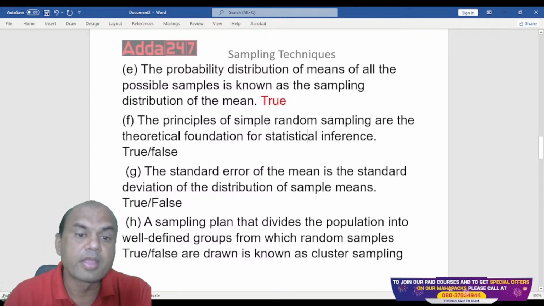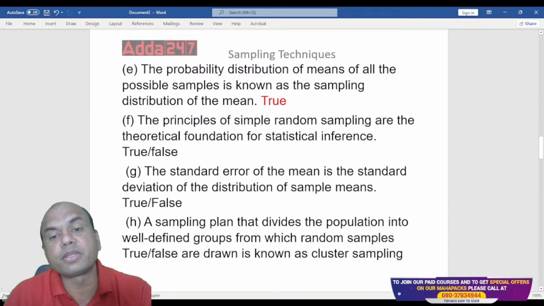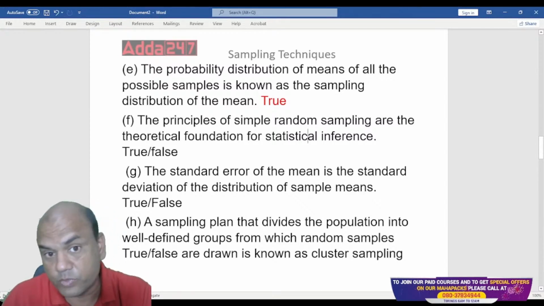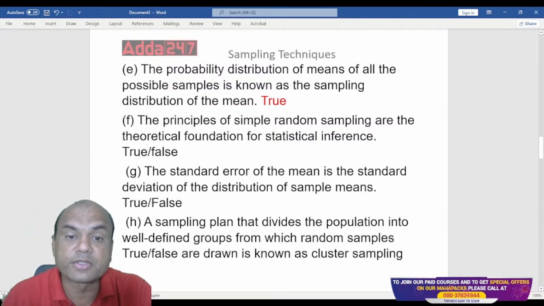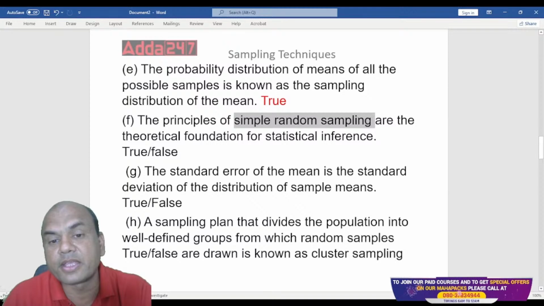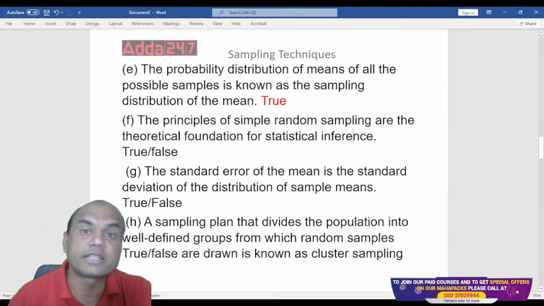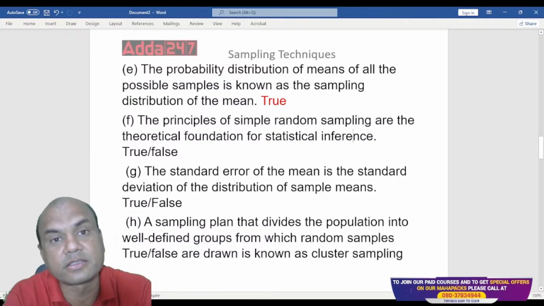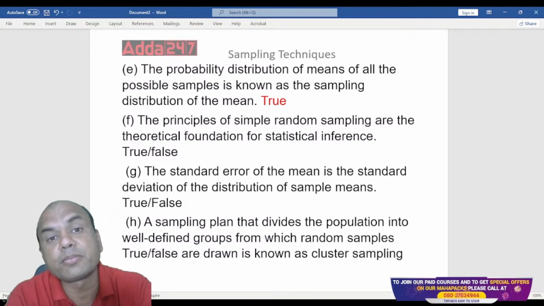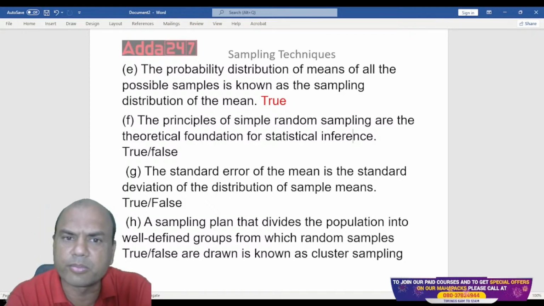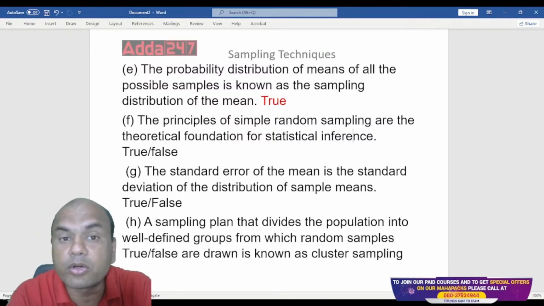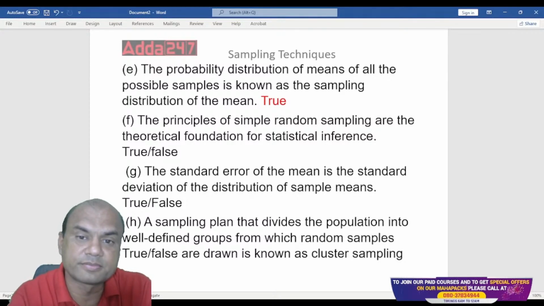Next one. The principles of simple random sampling are the theoretical foundation of statistical inference. Just now, what did I tell you? What are the four types of sampling? One is simple random, second is systematic, third is stratified, and last one is cluster. So which one is the best sampling, the base of any sampling technique or base of statistics? Among these four, which one is considered as a base?